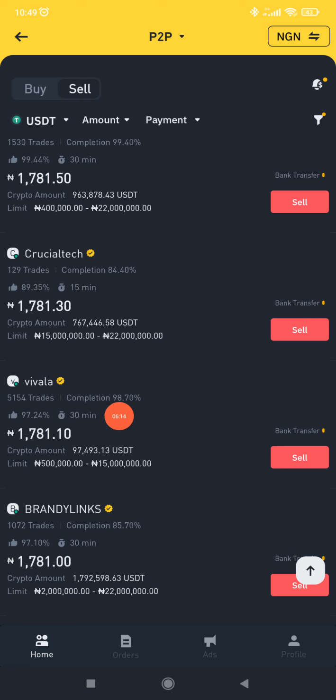So we're back here. I can see I've refreshed, and I can see Vivala. This trader has done over 5,000 trades with a completion rate of 98.7, which is also fantastic. And then the rate is about 1,781, and then the limit is 500,000. I think this is also, we can work with this.